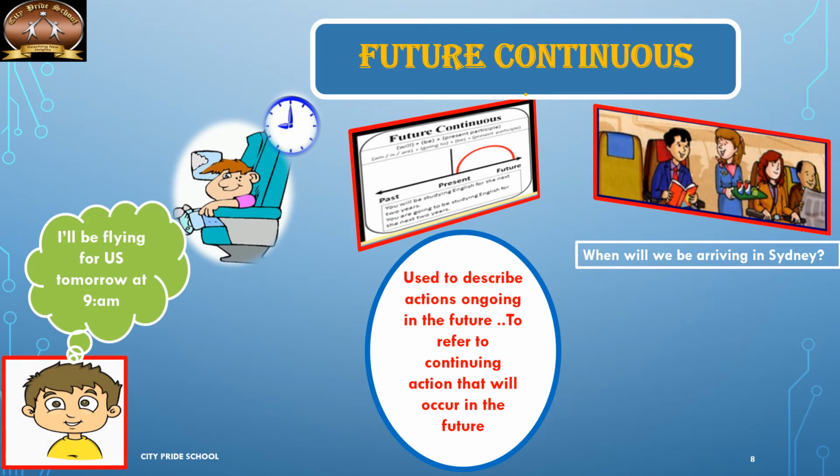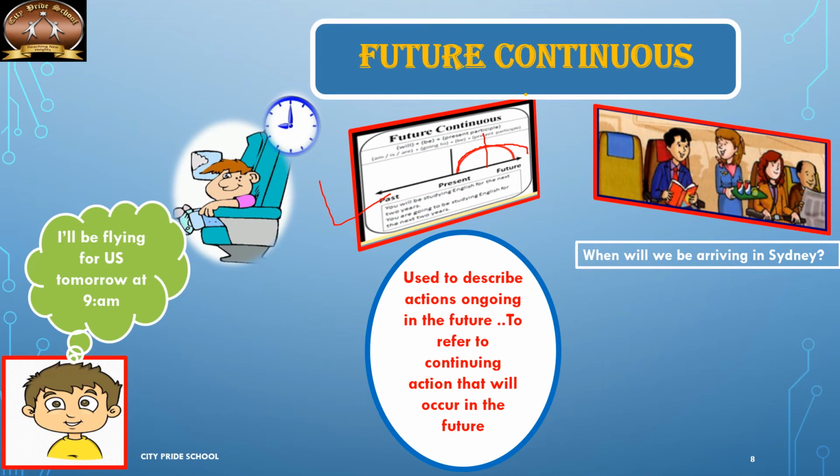Actions which will be continuing in the future, or will occur in the future, ongoing actions, are included in future continuous tense. The timeline of future continuous tense is this. The red curved line shows the timeline of future continuous tense. The action starts in future and ends in future, but at a point in time, it is going on.